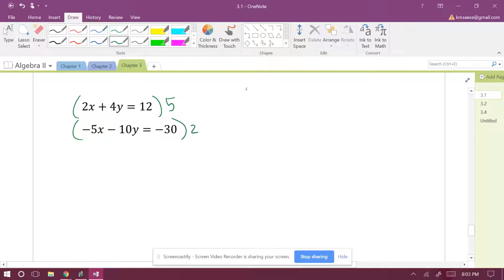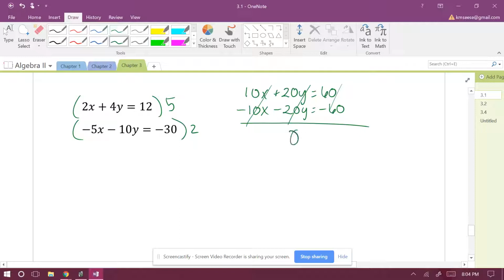So my new system is 10x plus 20y equals 60. If I multiply my bottom equation by 2, I have negative 10x minus 20y equals negative 60. And what happens here is everything cancels out, and I come down to 0 equals 0. So that is a true statement. 0 does equal 0. So this is when we will have that situation where we have infinitely many solutions.